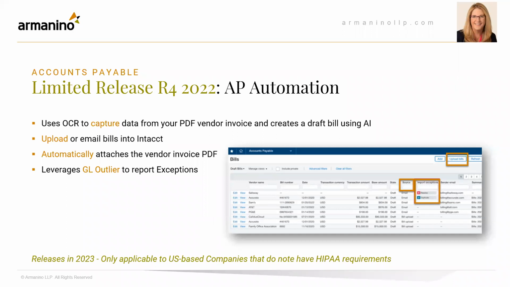And this is from bills that you've either uploaded or emailed into Intacct. It automatically attaches that PDF to the vendor invoice, and it leverages GL Outlier to report any exceptions.